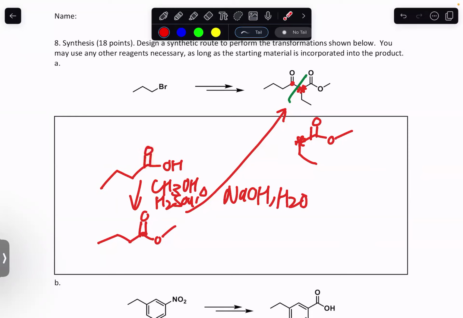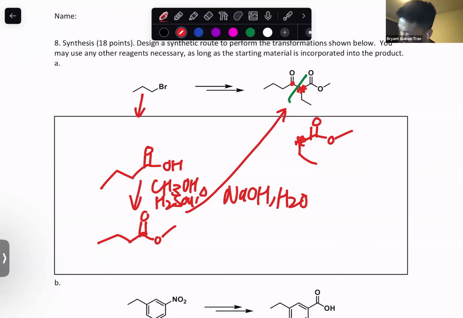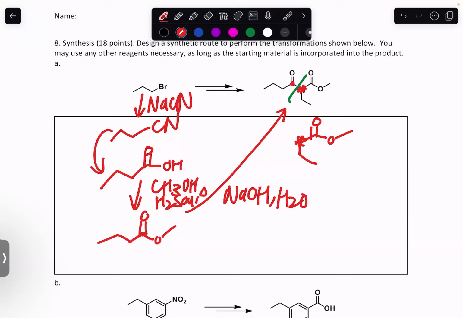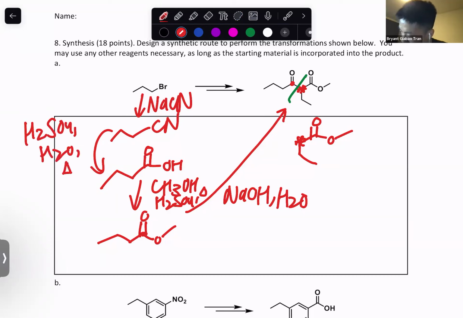Could we form maybe a nitrile? Nitrile, right? We could do NaCN to convert that bromine to a nitrile, which is the extra carbon right here. How can we convert a nitrile into a carboxylic acid? We can react with water and heat, I believe. Yep, acid, water, and heat: H2SO4, water, and heat. Hydrolysis of the nitrile to carboxylic acid here.